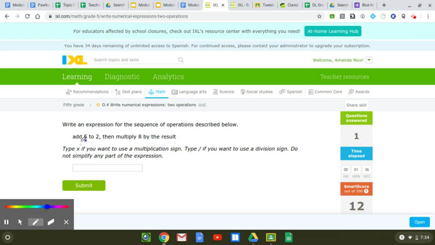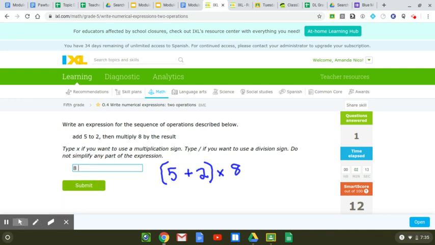Okay, so let's do another one. This one has two different operations. Now it says add 5 to 2, then multiply 8 by the sum. So if I'm adding 5 plus 2 first, okay, in the order of operations, we know addition comes after multiplication, so I need to put parentheses. Okay, and then it says multiply 8 by the result, so I could do that, times 8. And you actually don't need to use the multiplication symbol. You can just put 8 by the parentheses.